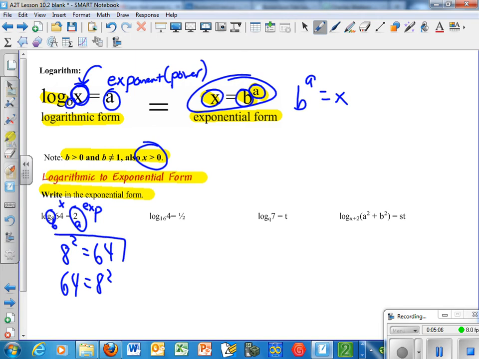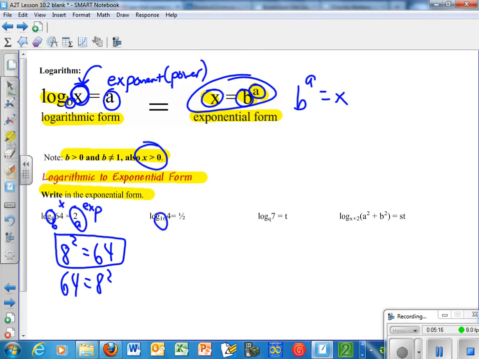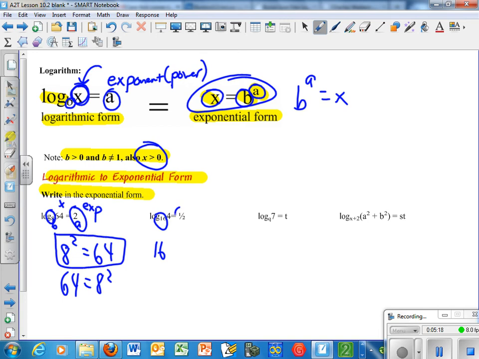Okay, so this would be writing it in exponential form. Exponential form means you're writing it as a number to a power equals some other number. So if I go here, I'm going to take my base of 16. Here's the exponent. Okay, so that's the base. There's the exponent, and there's what I'm going to call the answer. So I'm going to take 16 to the 1/2 power, and that has to equal 4. Or you could have said 4 equals 16 to the 1/2.